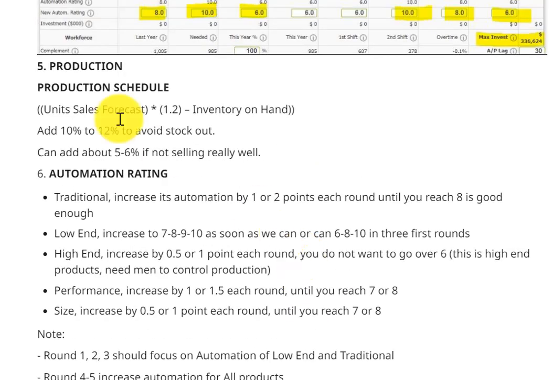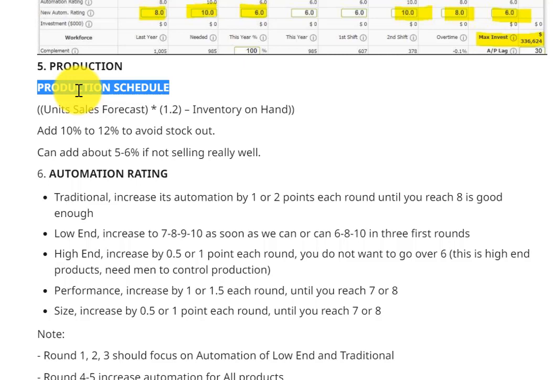And now we go to the production. For the production schedule, we can estimate production at about 12% or 10% higher to avoid stock out, because we update the product regularly and our product can sell very well. Also, we get a good competitive price and we can expect our product to sell about 5 or 10 or 12% higher. So we add about that to avoid the stock out.